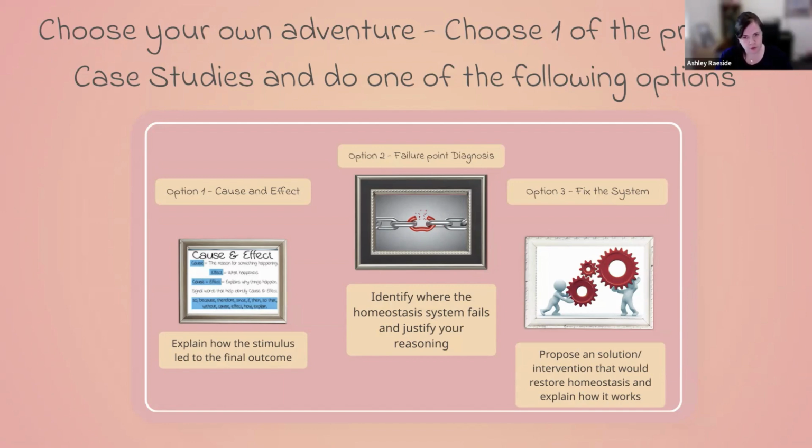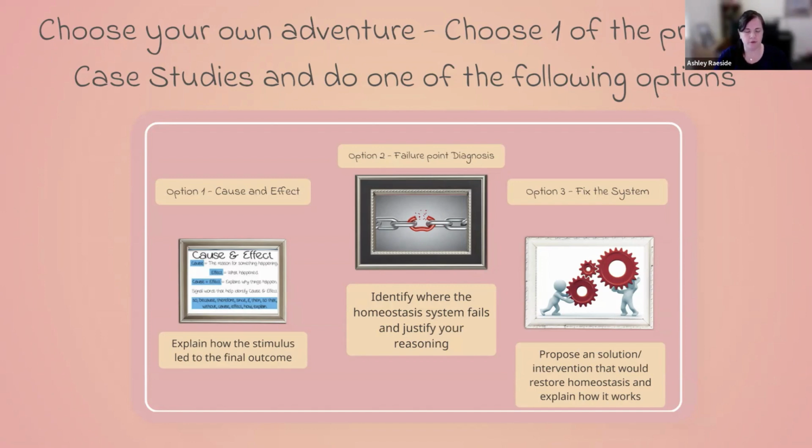If you choose option 2, this is our failure point diagnosis. This is where I want you to identify where the homeostasis system has failed in your chosen case study, and then justify your reasoning why you think that's where it's failed. If you choose option 3, you're going to propose a solution or intervention that would restore homeostasis in this case study and explain how it would work.